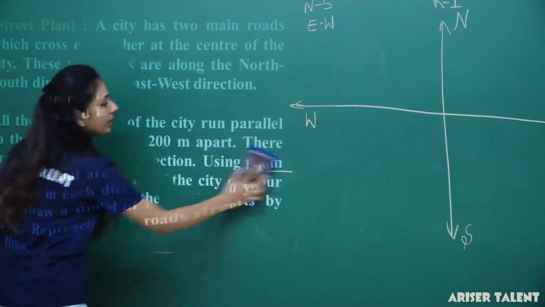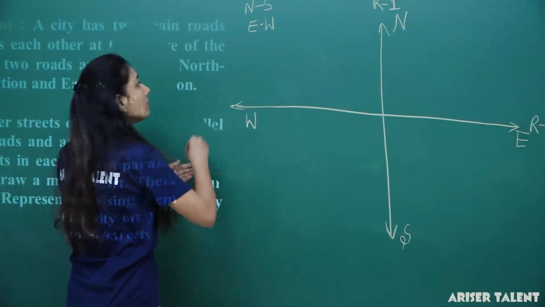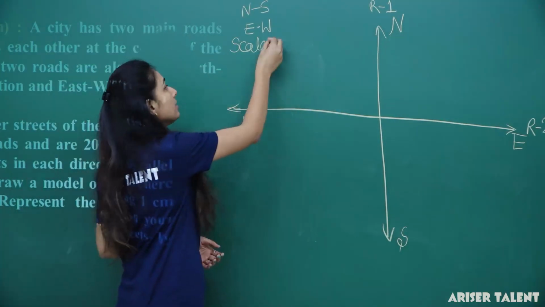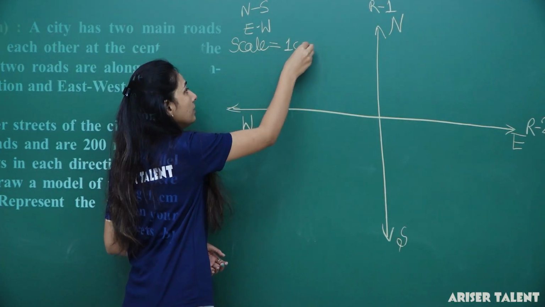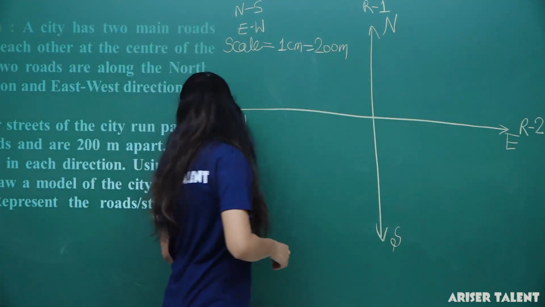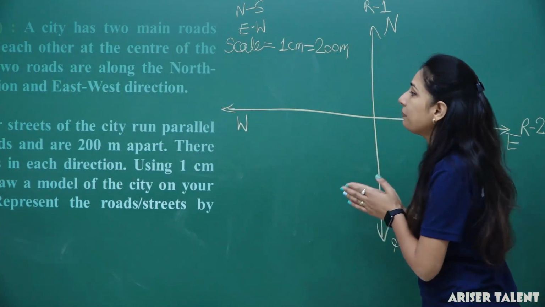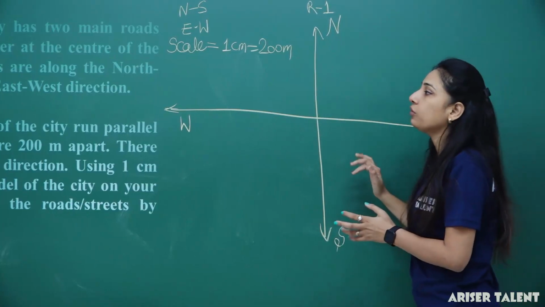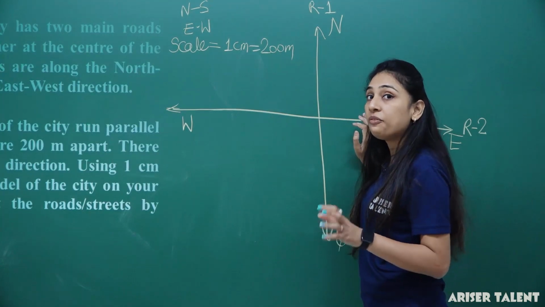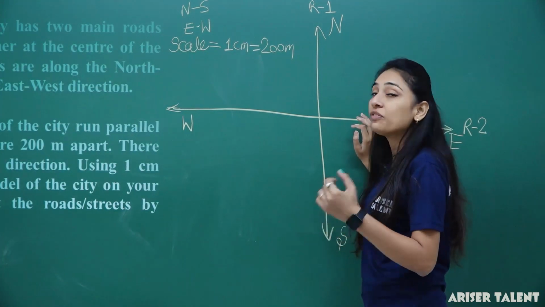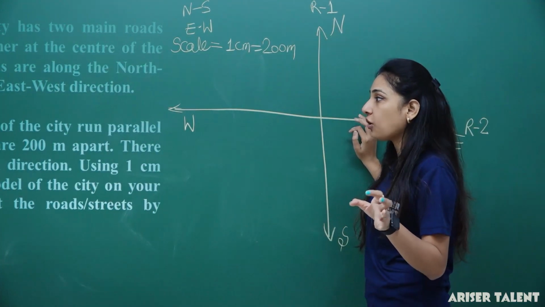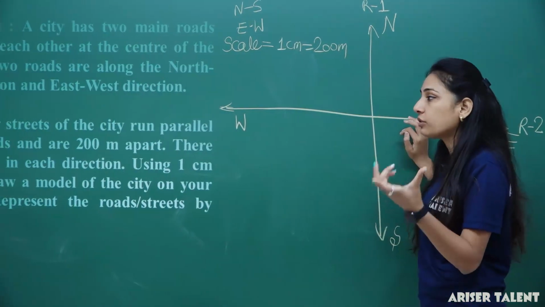Now, it's giving us a scale. What is our scale? The scale is 1 centimeter equals 200 meter. We have to assume it, right? Okay. Now it's saying all the other streets of the city are parallel to these roads. So these roads we have, and we have to draw the parallels of them. There are 5 streets in each direction, using 1 centimeter equals 200 meters. Draw a model of the city in your notebook. Represent the road or street by a single line.